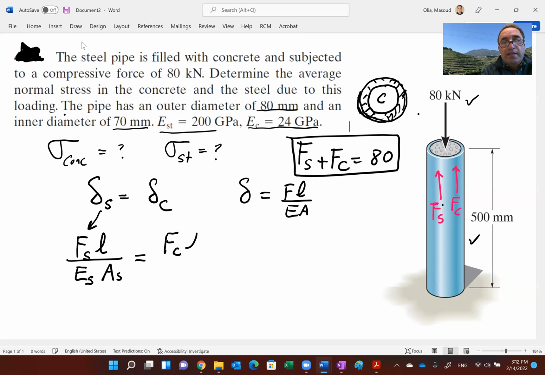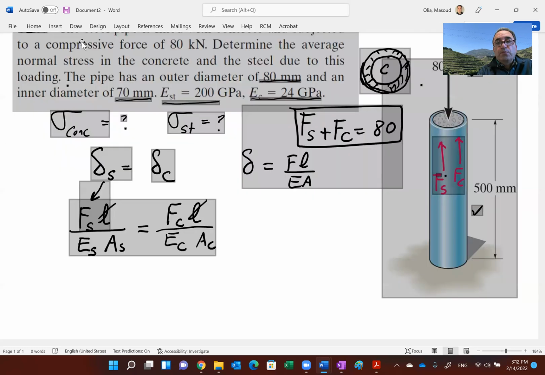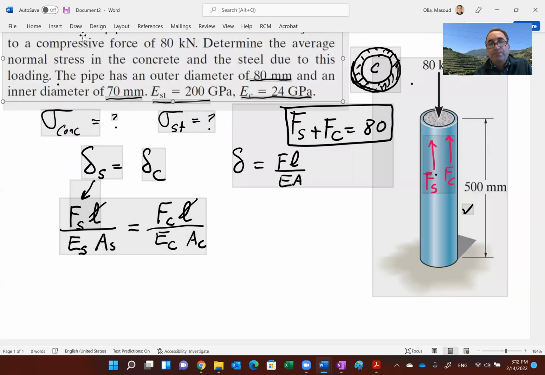So that's equal to what? F of concrete, and the length is the same, so it's going to get canceled, right? But of course, they have different material and different area. So let's go ahead and plug in, see what we get.